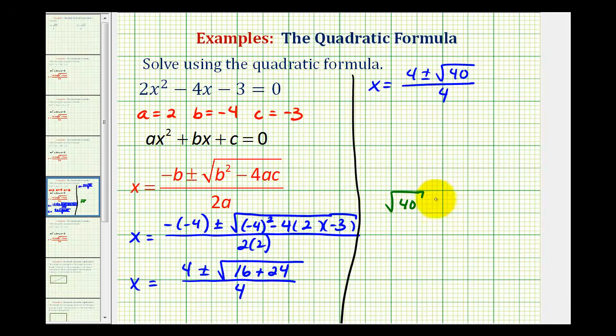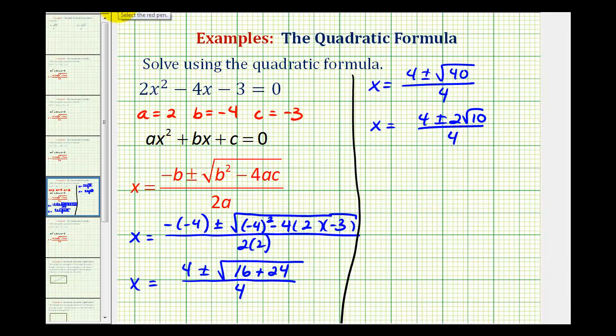We're looking for perfect square factors of 40. Well, 40 is equal to 4 times 10. 4 is a perfect square. The square root of 4 is equal to 2. So this simplifies to 2 square root 10. So now we have x equals 4 plus or minus 2 square root 10 all over 4.